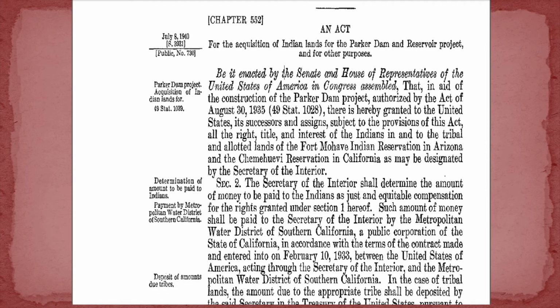Now, you've noticed we're not really talking about treaties anymore because treaties have now morphed into statutes. So this is from 1840. And this is the acquisition of Indian lands for the Parker Dam and Reservoir Project and for other purposes, right? We're looking at the acquisitions of Indian lands for something else. There is money that's going to be paid to the Indians. We're looking at deposit amounts to tribes. Again, the money is being held somewhere. Maybe it's being distributed. Maybe the count is accurate.